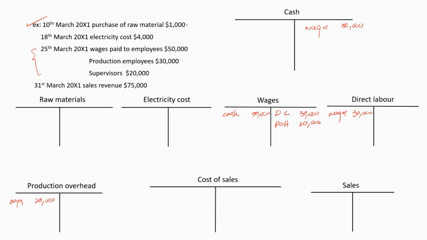Now let's record the first transaction. 10th of March 20x1, purchase of raw materials $1,000. So we credit the cash account by $1,000 and we debit the raw materials account.